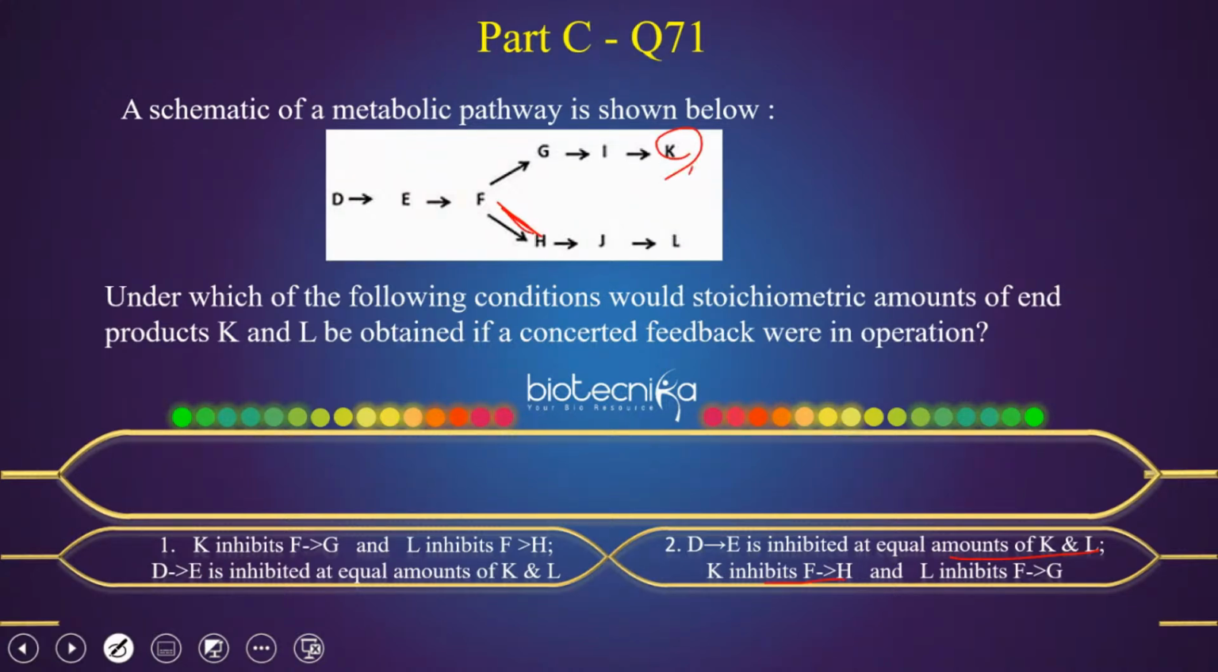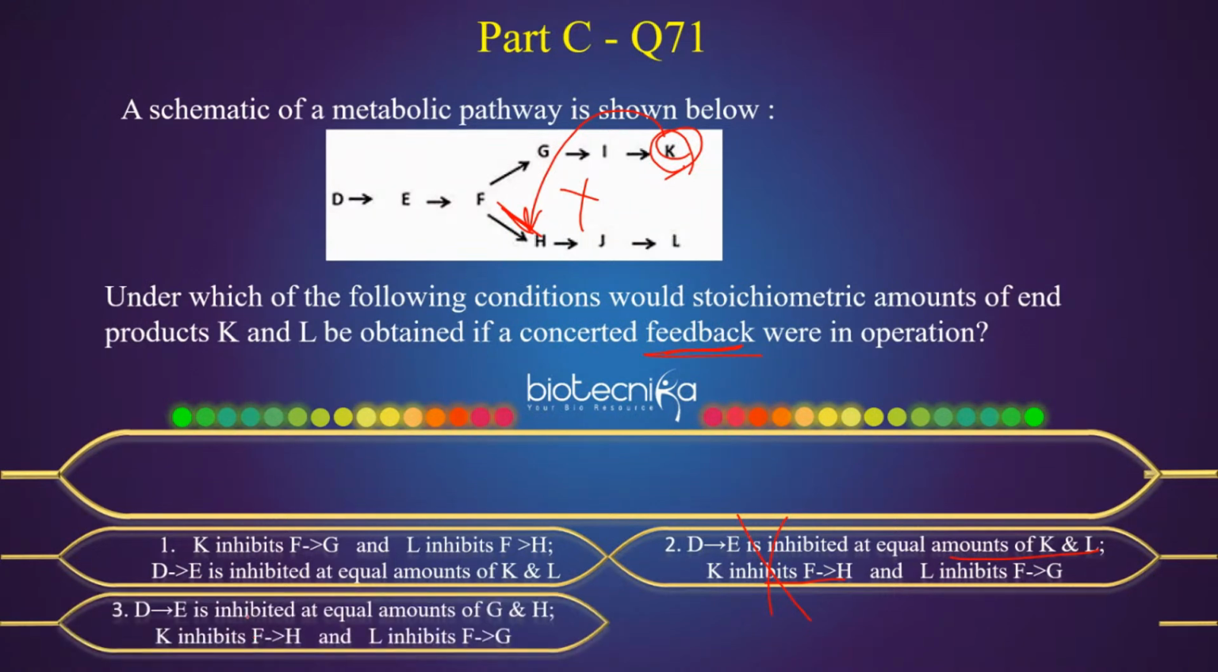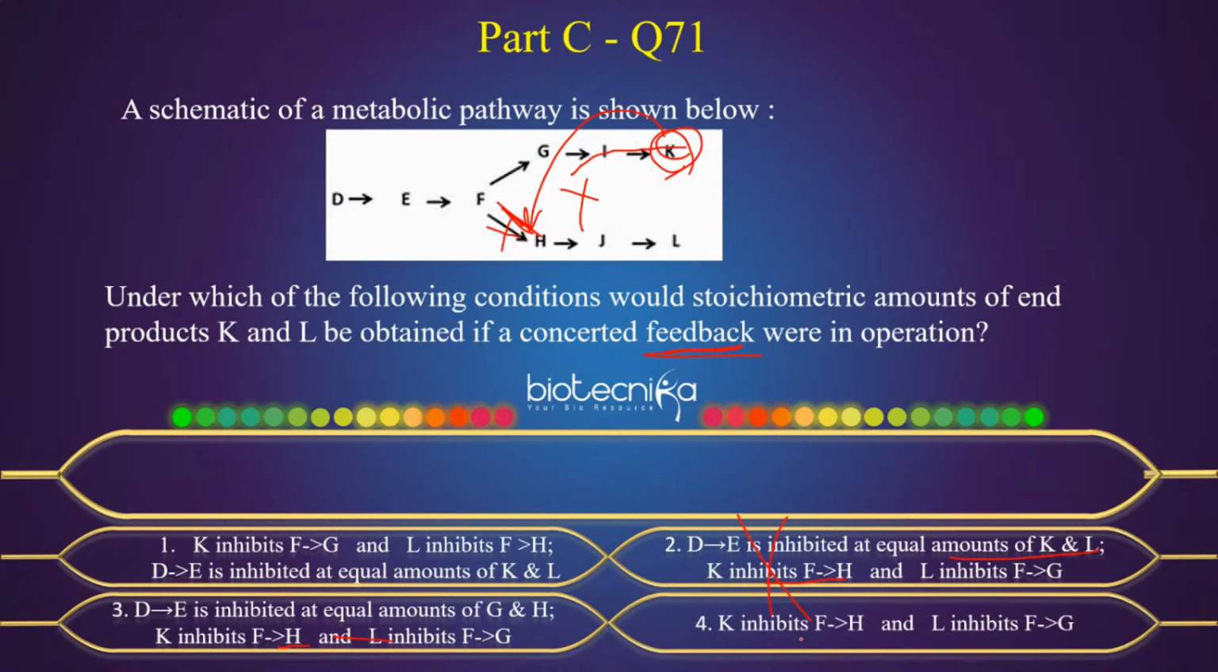Now how is that possible? This enzyme, we know feedback inhibition will be upon its own synthesis. So how can this go and inhibit this one? That's not possible. So this option will not work. Okay. D to E is inhibited at equal amounts, and K inhibits F to H. Again, K inhibits F to H, so this option is not applicable. And this inhibits F to H and L inhibits F to G.